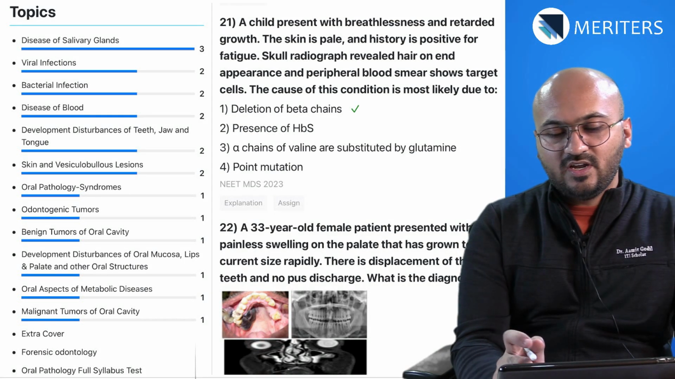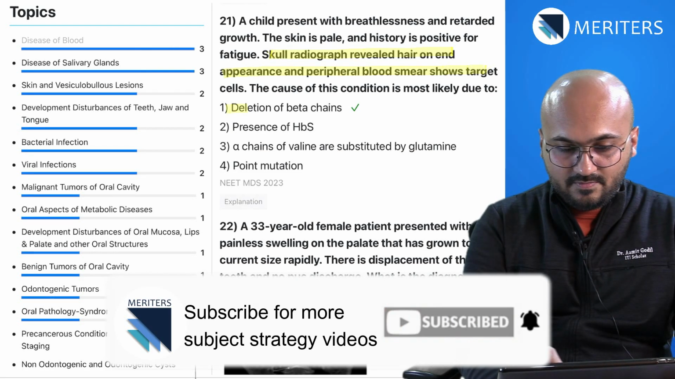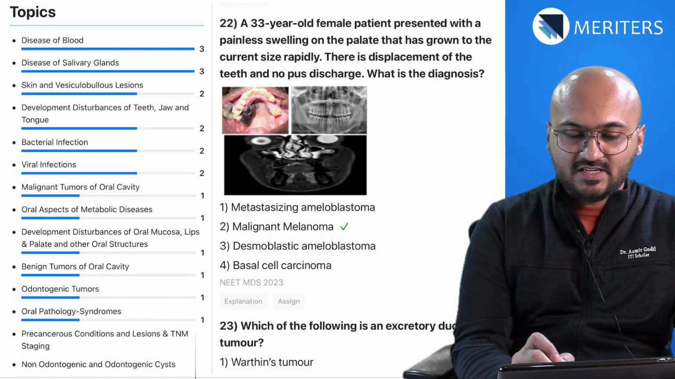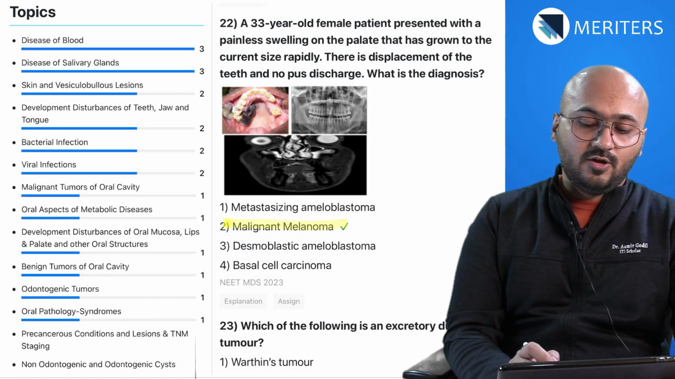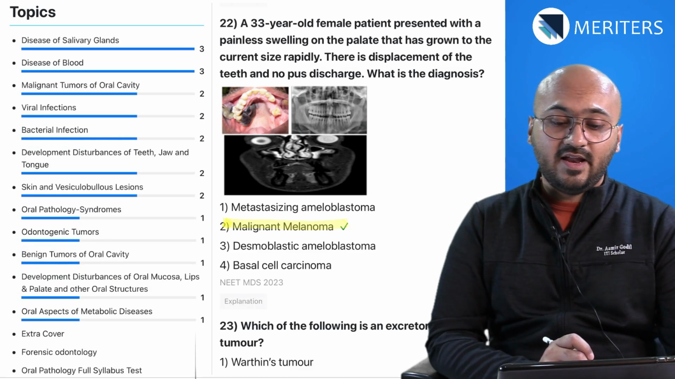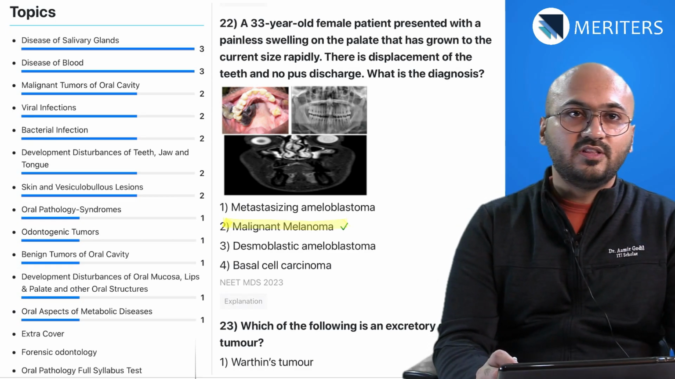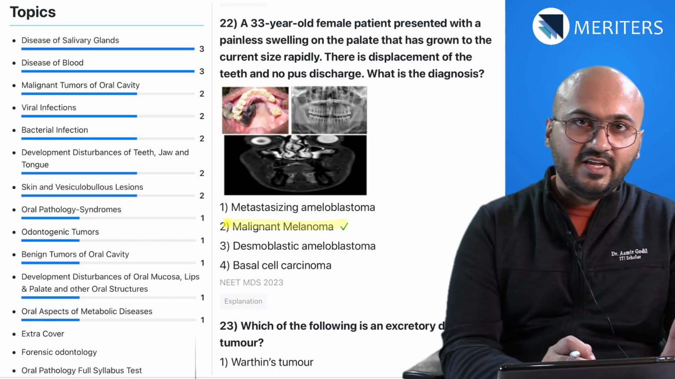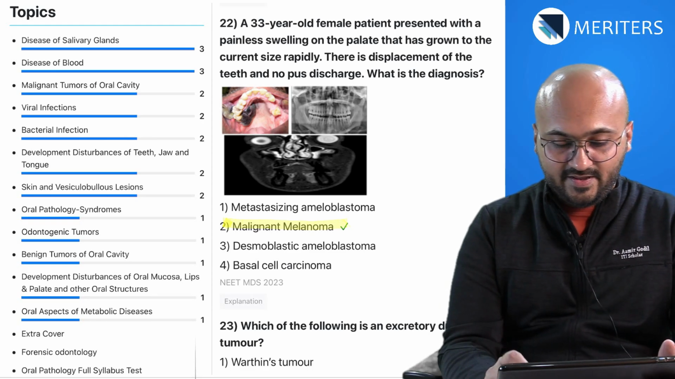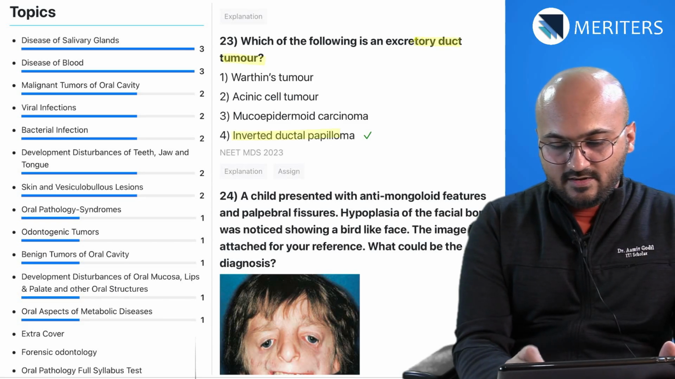So here the skull radiograph revealed hair on end appearance. So this is thalassemia. Again, diseases of blood, deletion of beta chains. Then you have an image-based, case-based question on malignant melanoma. Now this is one thing about OPATH that you will see a lot of case-based and radiograph, image-based questions with regards to all these anomalies. So whatever you are reading, you must also apply. So you must have a very visual understanding of what you are preparing. Right, then excretory duct tumor, salivary gland pathology.